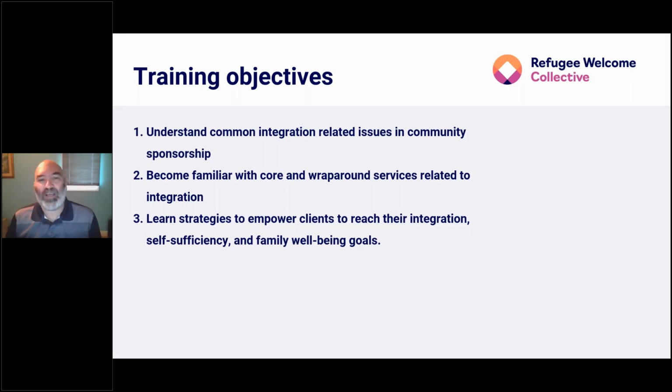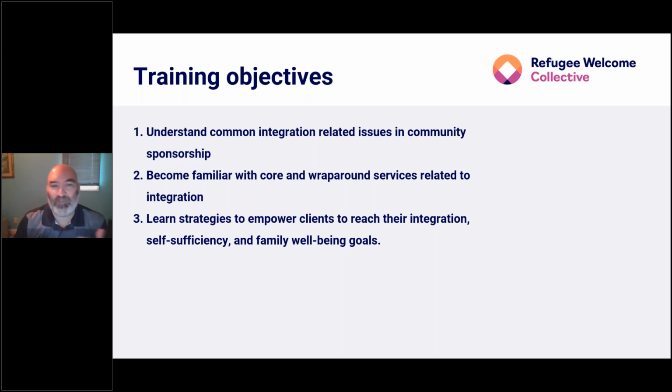When it comes to integration, welcome, and inclusion, here are some training objectives for today's session. Number one, to understand common integration-related issues in community sponsorship, so just some general information. My hope is for you to become more familiar with core and wraparound services that are related to integration. And then to learn some strategies to empower clients to reach those integration, self-sufficiency, and family well-being goals.